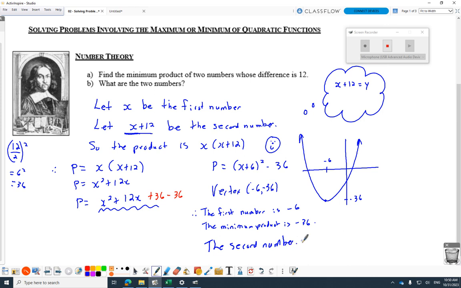Oh, I don't know how to get... what's the second number? X plus 12. That's why those let statements are so important. Take your time on the let statements. Is -6 plus 12 equals 6.